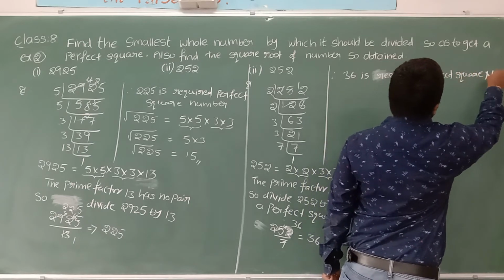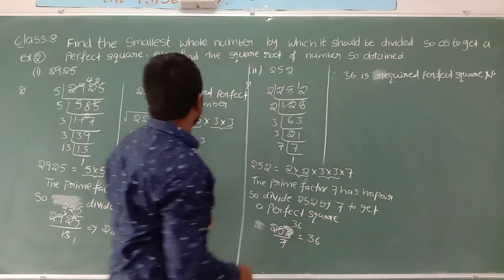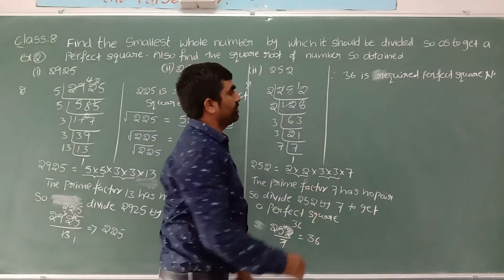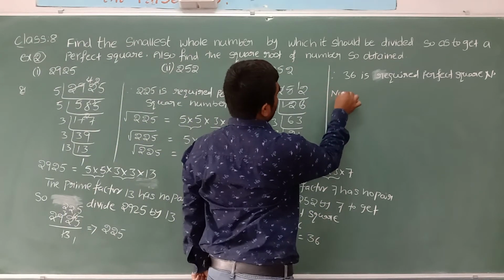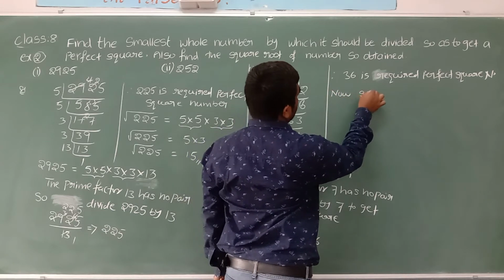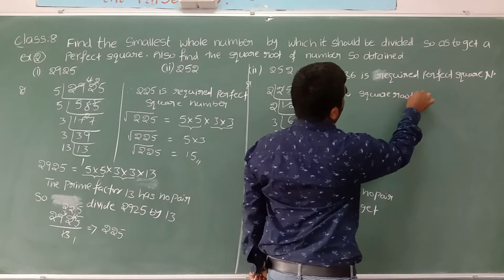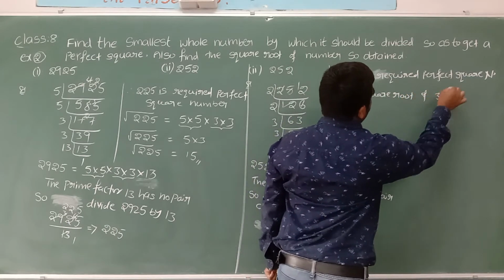After getting that perfect square, they are also asking to find the square root of the perfect square. Yes, now we have to find the square root of 36.